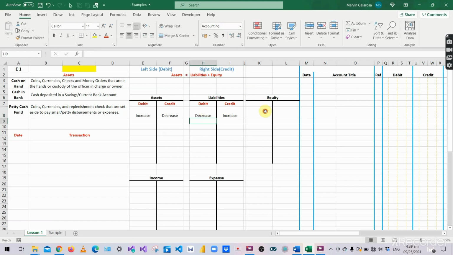So let's apply the same principle sa equity. Sa equity, nasa right side siya ng equation. So nasaan mapupunta ang kanyang increase? Debit ba or credit? That would be on the credit side. So for equity, ang increase niya is on the credit side. Saan naman ang decrease niya? Yun naman ay sa debit side ng kanyang account.